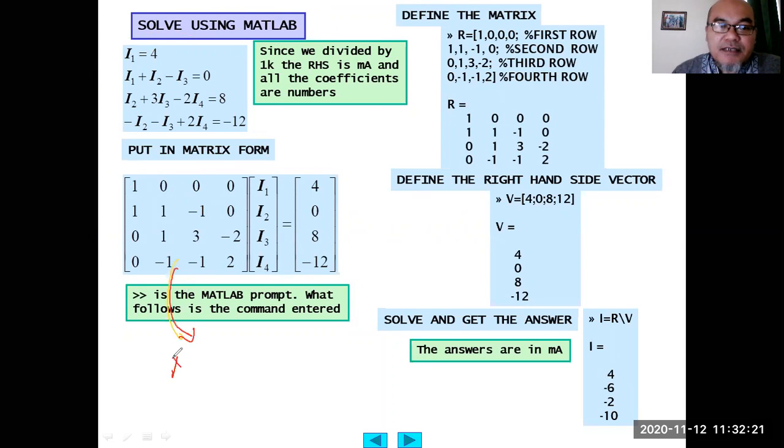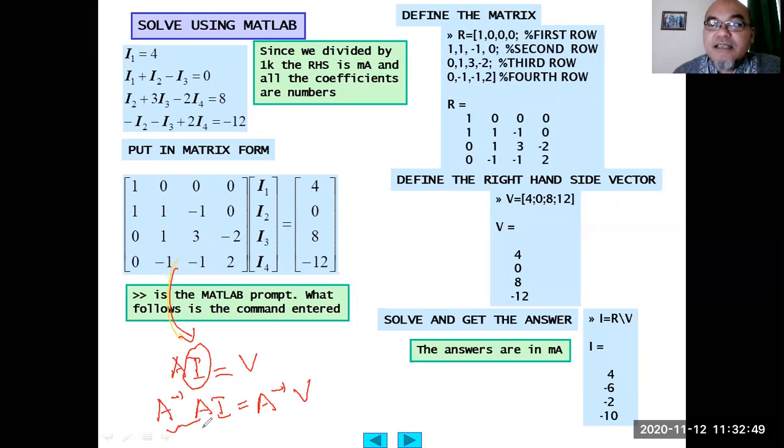Let's say this is the matrix A. This is the matrix I. Then it equals the voltage matrix. To obtain the unknown, what we do is multiply by the inverse of A. Both sides of the equation we multiply with the inverse of matrix A, like this. Okay, because this becomes an identity matrix.